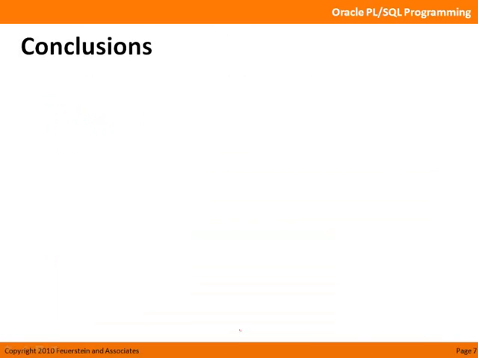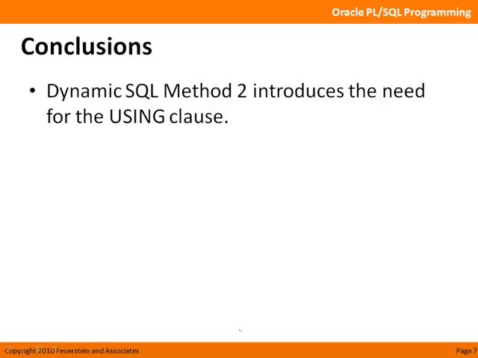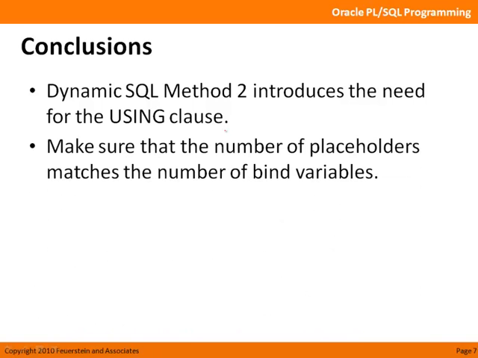Let's draw some conclusions. Dynamic SQL Method 2 introduces the need for the using clause. That's what Method 2 means. You have a fixed number of bind variables known at the time of compilation. So I have a using clause to basically match up my actual values with my placeholders, and you need to make sure that the number of placeholders always matches the number of bind variables.